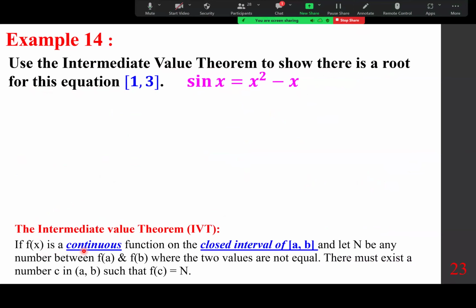If f of x is a continuous function on the closed interval from a to b, and let n be any number between f of a and f of b, where the two values are not equal, there must exist a number c in a and b such that f of c equals n.